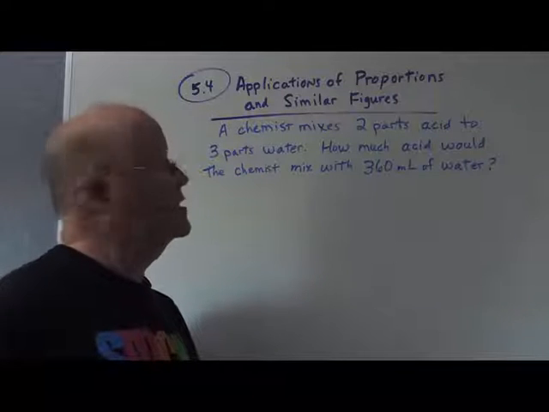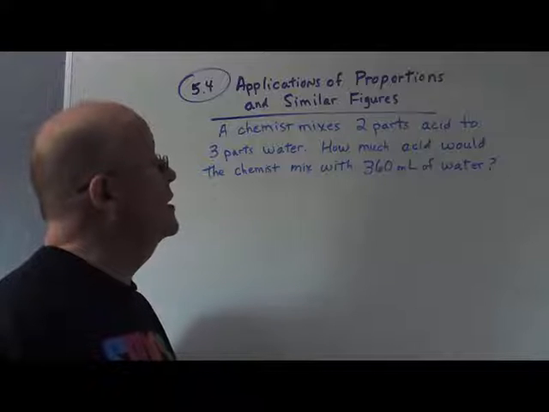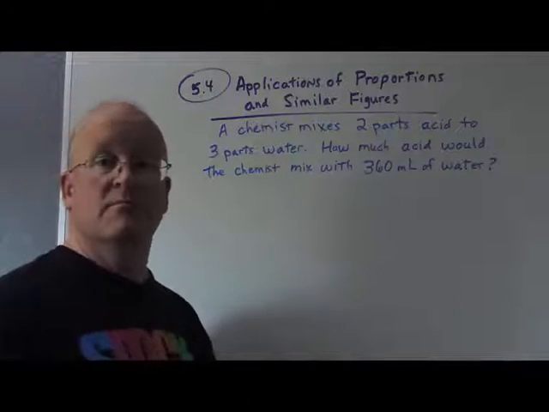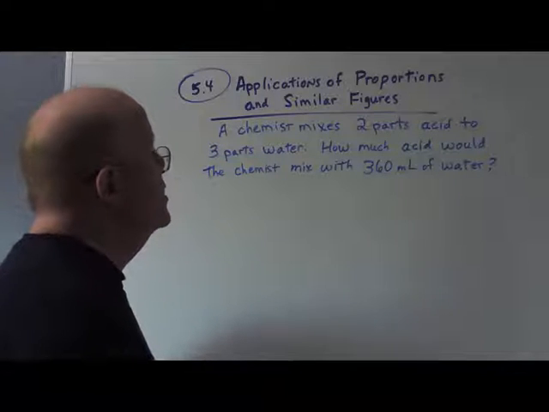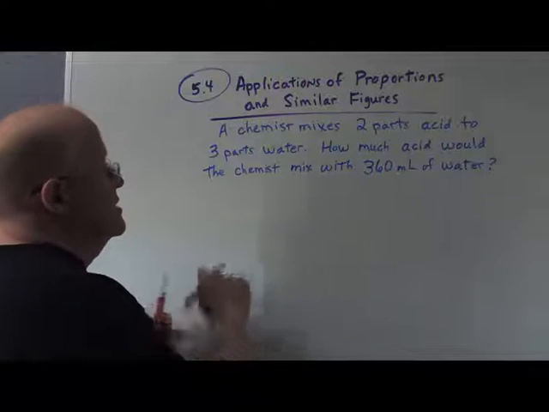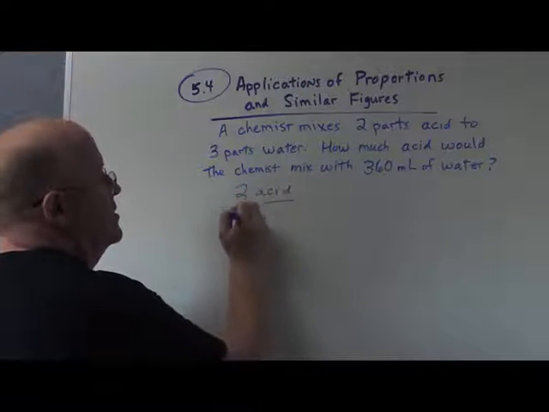In this next problem, a chemist mixes 2 parts acid to 3 parts water. And they're asking how much acid would the chemist mix with 300 milliliters of water. So we are having a ratio of acid to water. So I'm going to say 2 parts acid to 3 parts water.